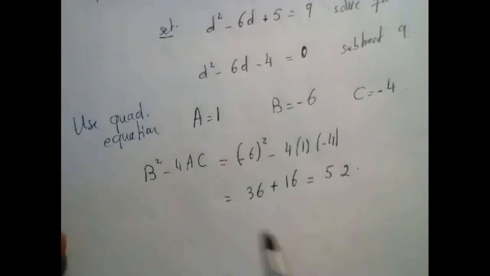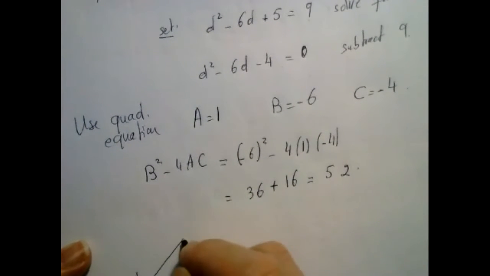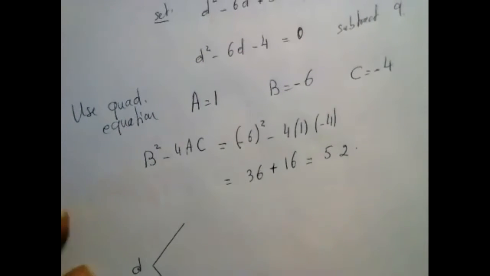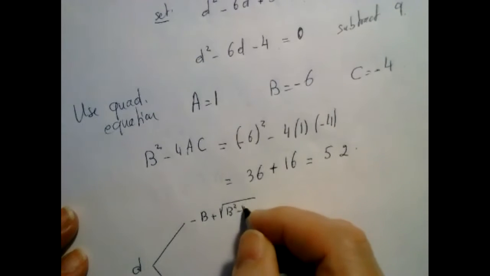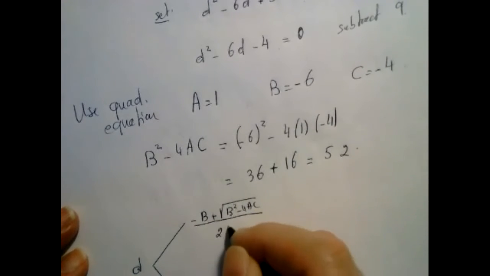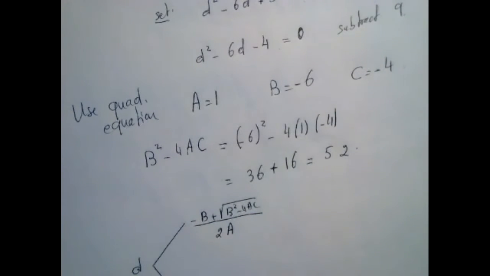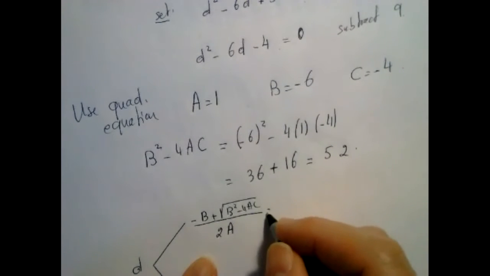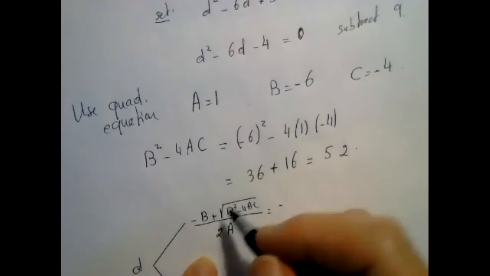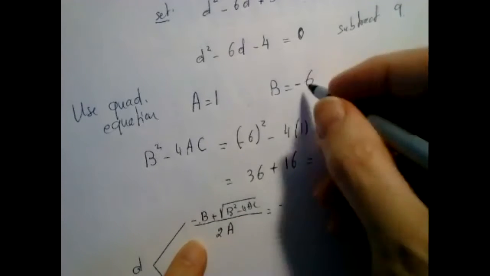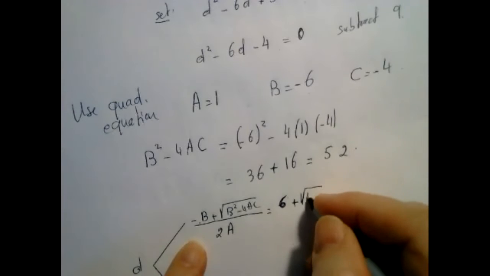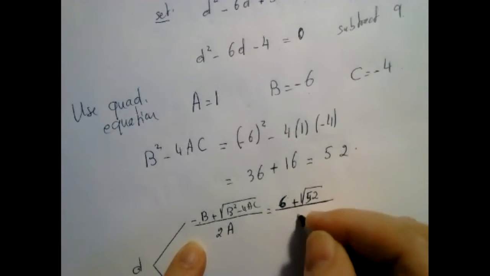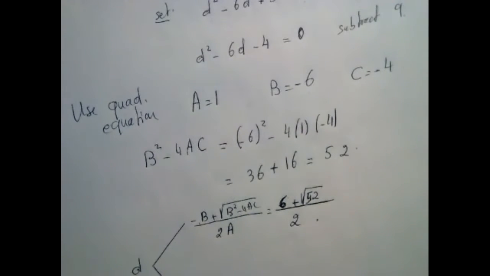So now I have two solutions. The first is minus B plus the square root of that divided by 2A. And the second is minus B minus. So now let us substitute everything. I'll focus on the first one. That's going to give me minus B, and B is -6, so minus -6 gives me a 6, plus the square root of 52 divided by 2. Okay.